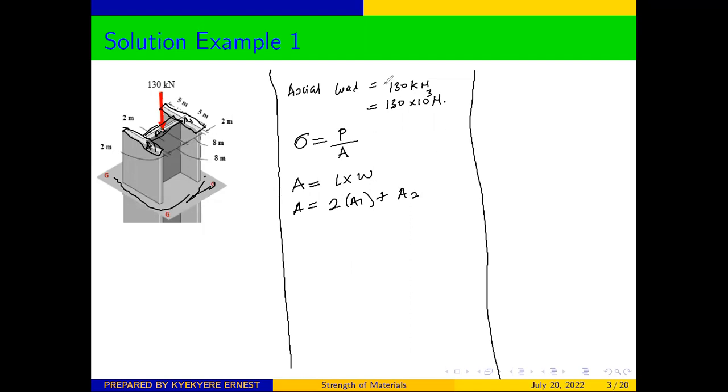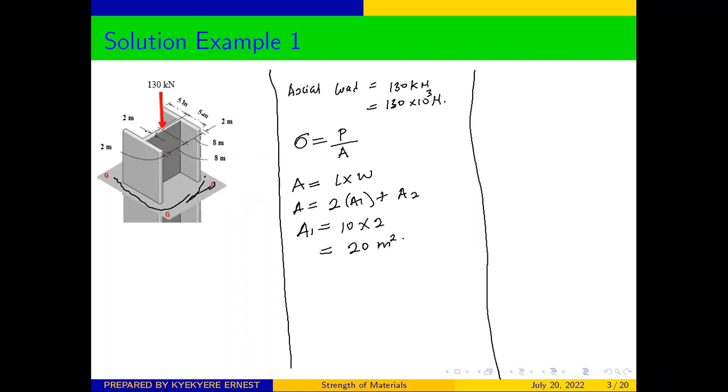Good. Having been able to do this, the next thing we ought to do is to calculate the areas. A1 is a rectangle with length 5 plus 5, which is 10, and the width is 2. So 10 times 2 is going to give us 20 meter squared.